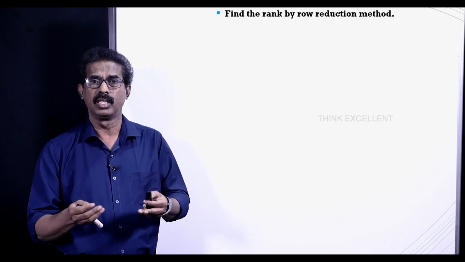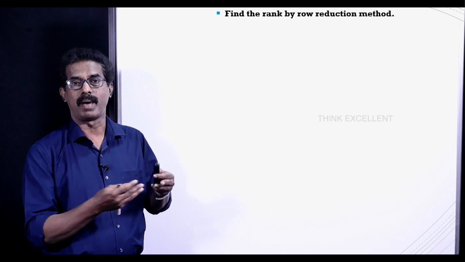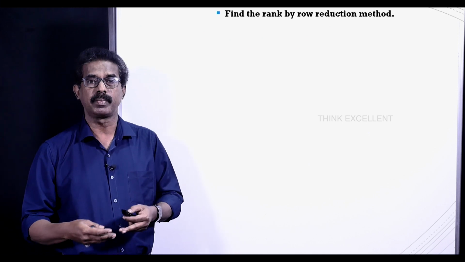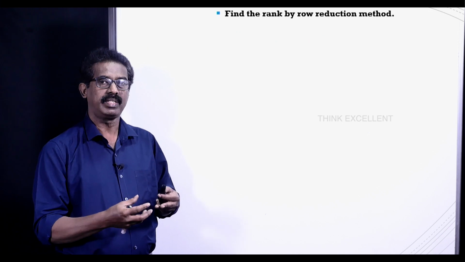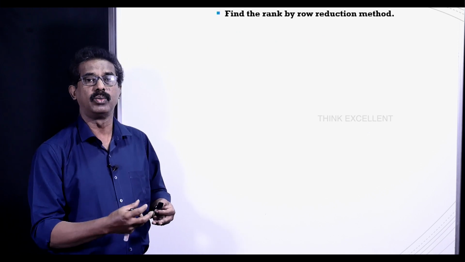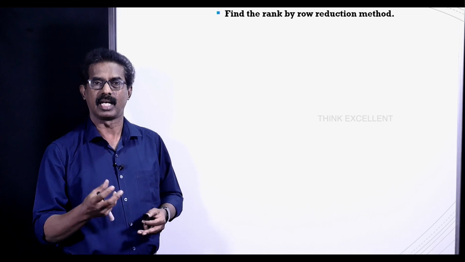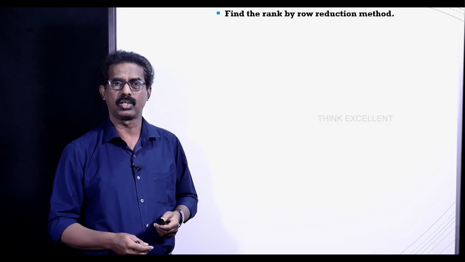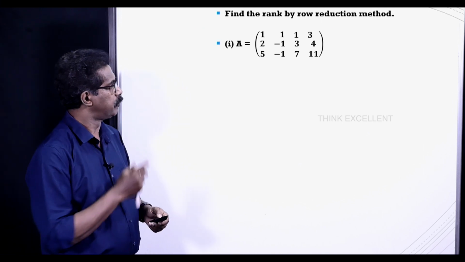What's the use of this? Using these elementary transformations, you reduce the matrix into a form called echelon form, right? So after reducing into echelon form, you count how many non-zero rows, and you can say that is the rank. If there are 2 non-zero rows, you say the rank is 2.